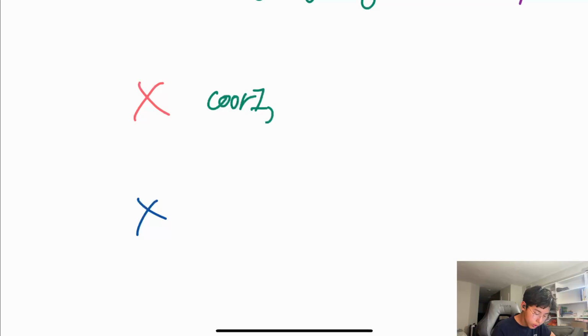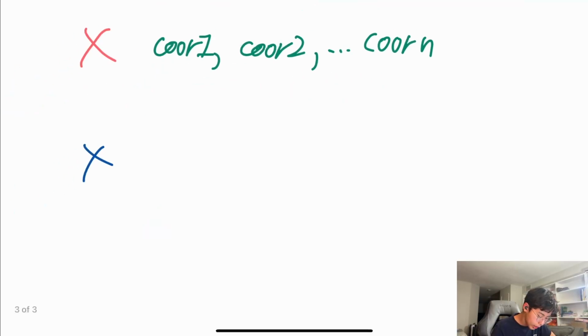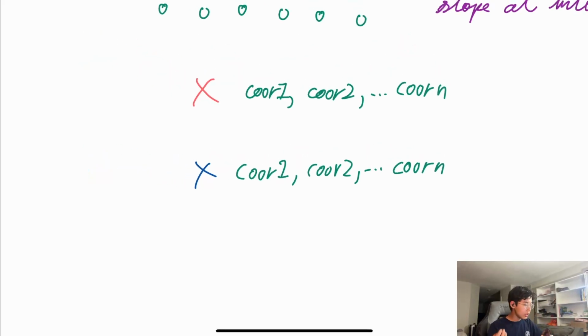Coordinate 1, coordinate 2, and so on, ultimately going to coordinate n. And we have coordinate 1, coordinate 2, all the way to coordinate n. Now, how are we going to see if 2 cows intersect and what happens when they intersect?